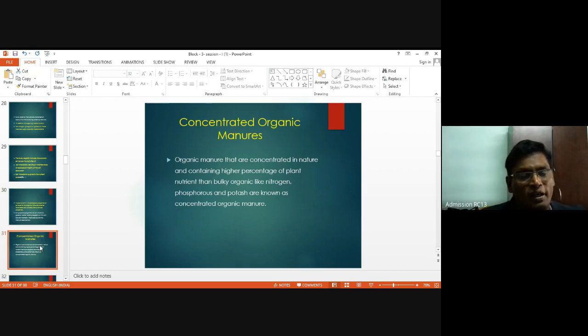And concentrated organic manures, that is, after bulky organic manure, which we have now discussed. Organic manures that are concentrated in nature and contain a higher percentage of plant nutrients than bulky ones, like nitrogen, phosphorus, and potash, are known as concentrated organic manures. So concentrated means a greater amount or quantity of these nutrients will be there. That's why they call it a concentrated organic manure.